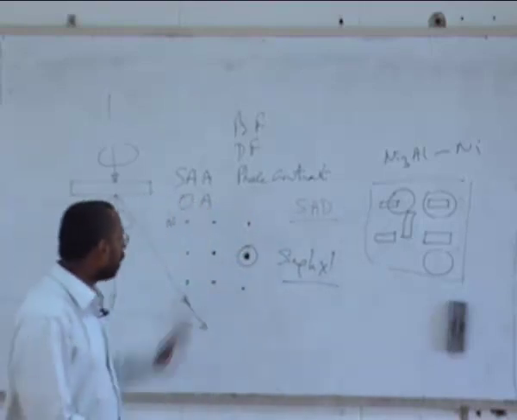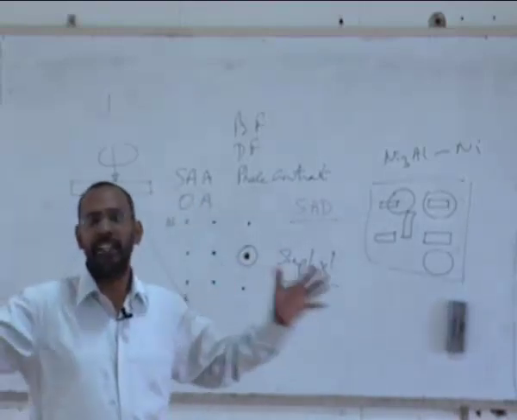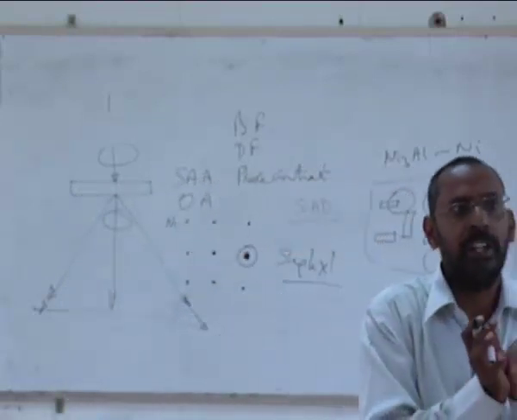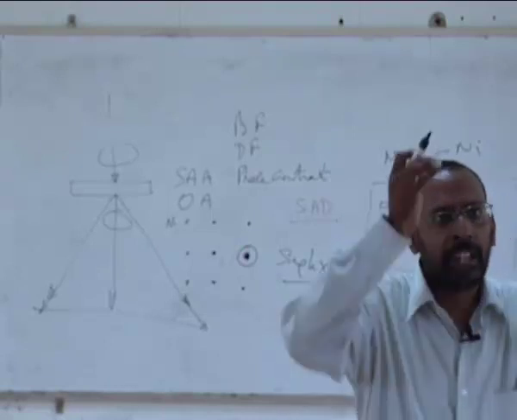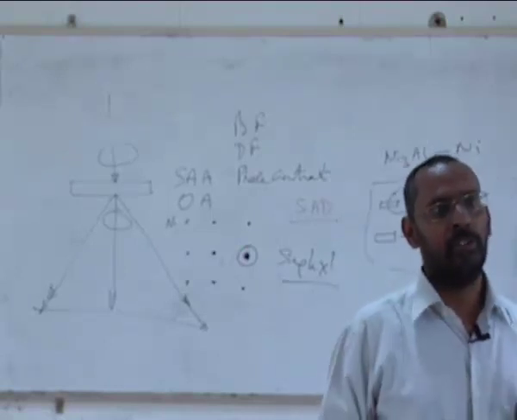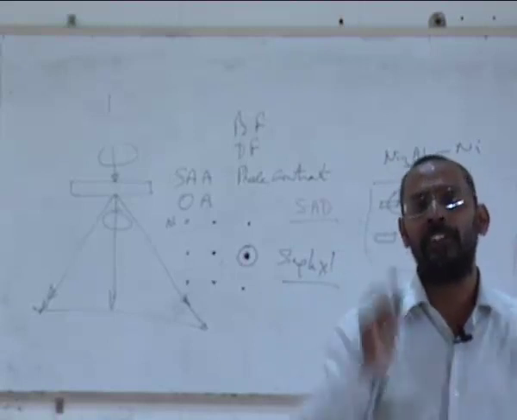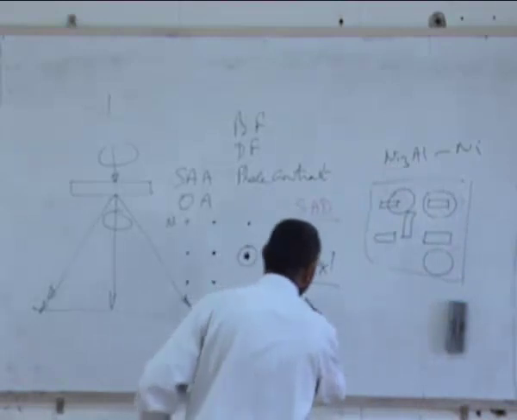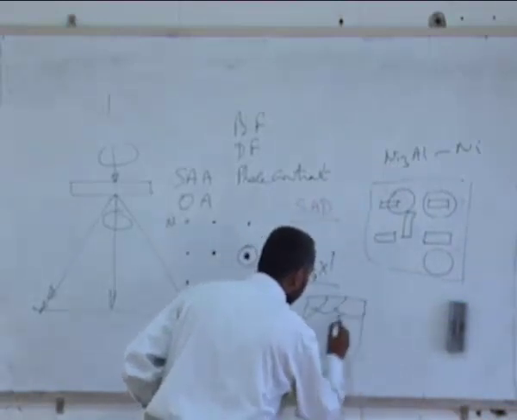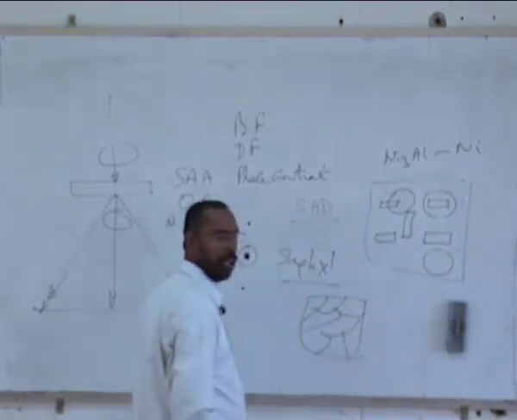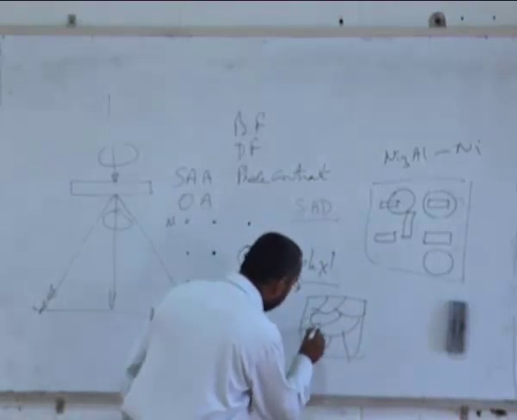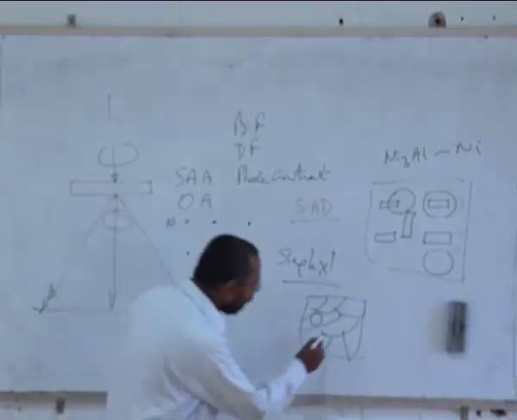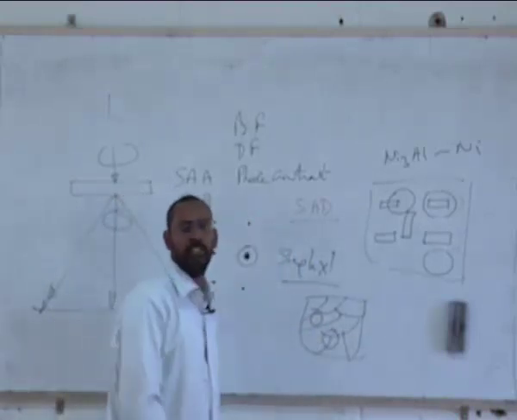Why? Because it is coming from one single grain. That means my selected area aperture is chosen in such a way that it is kept inside one single grain, so that only one grain is giving me the diffraction. If I have more grains giving diffraction, that means I have a material with some grain size like this, and instead of putting my aperture like this, so that only one grain gives me diffraction, I put my aperture like this, selected area aperture.